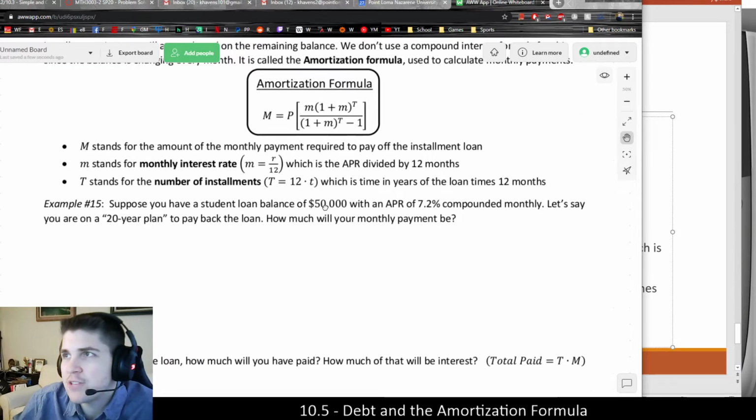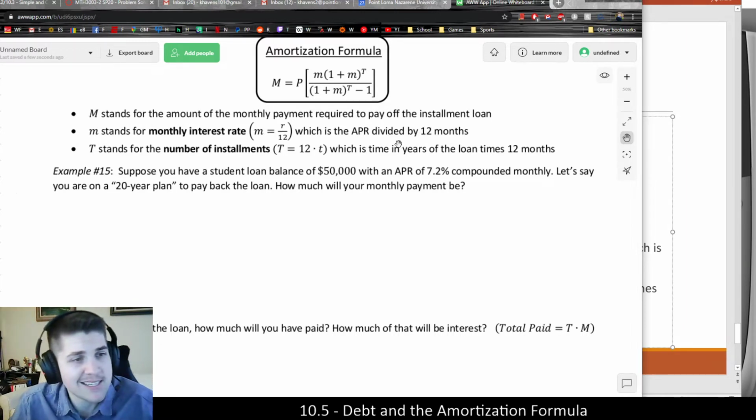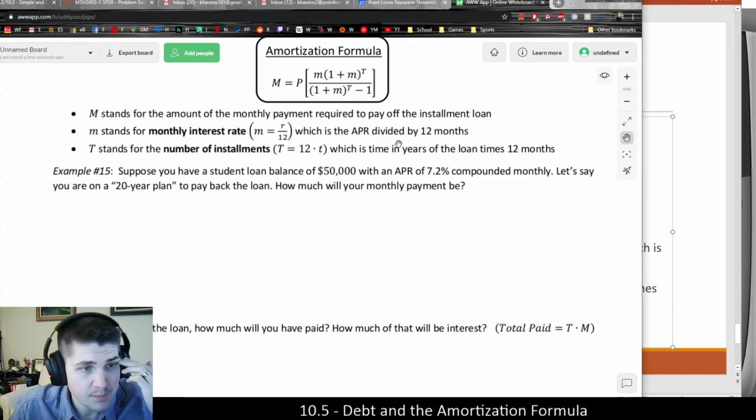Anyways, let's do an example. Let's say you have a student loan balance of $50,000 and it's growing at an interest rate of 7.2%. So this is a fairly realistic example. Say you borrowed money from Sallie Mae or whoever to go to Point Loma, which is quite expensive, and we want to know how to pay it back.